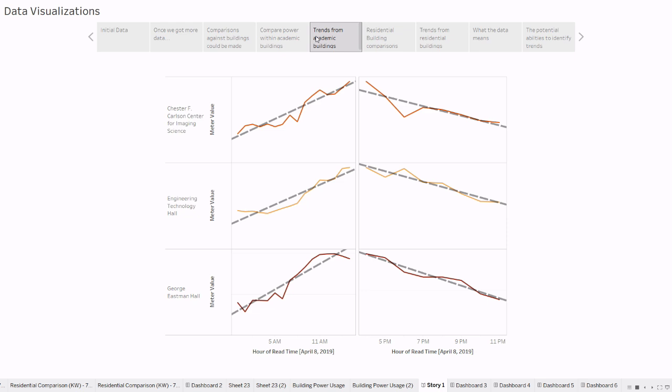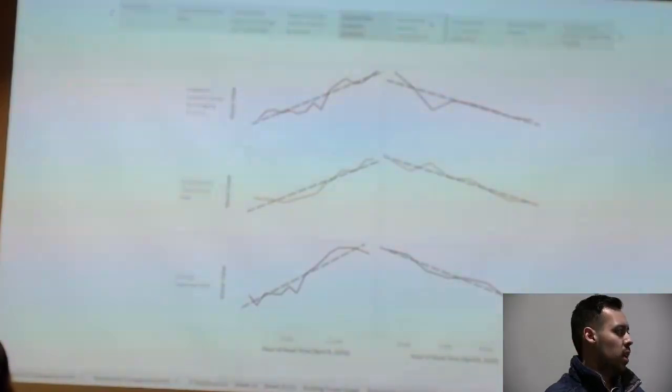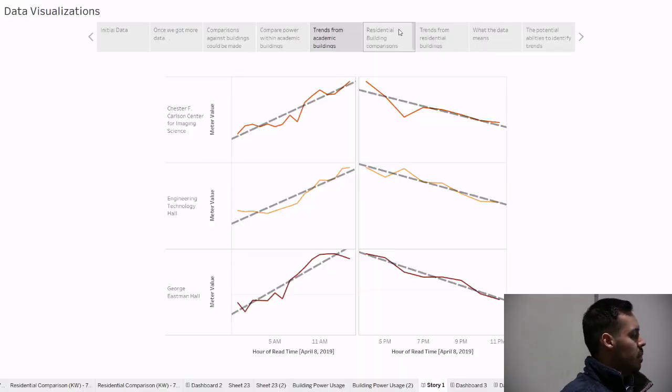So for example, from the academic buildings, we noticed a trend where between 5 a.m. to 12 p.m., there was an increase in power usage. And between 5 p.m. to 12 a.m., there's a decrease in power usage. And this was consistent across all the academic buildings. And as a user, you can make the conclusion that these trends correlate with the faculty and staff, where the trend increases around 9 a.m. and at the beginning of the workday, and then it begins to decrease after business hours.